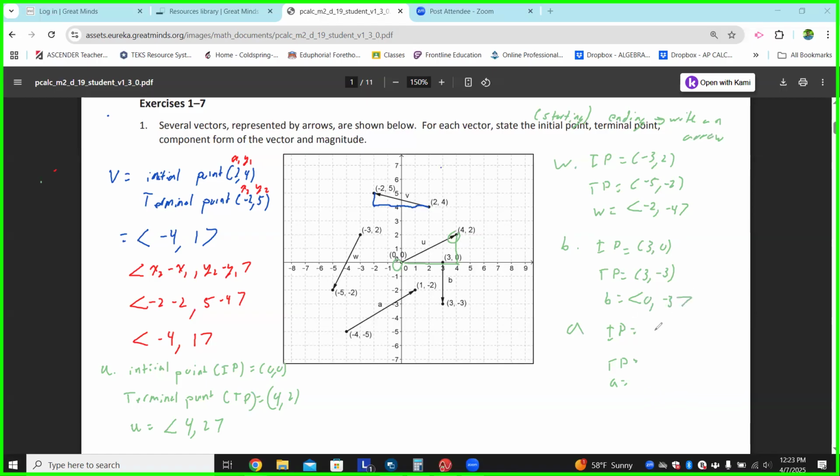All right. What's the initial point for A? Good. -4, -5. What's the terminal point for A? And therefore, what is the vector in component form? Good. 1 minus -4 gives you 1 plus 4, which is 5. -2 minus -5 gives you a plus 5, gives you a 3. Questions on any of this? Graphically or algebraically? All right, let's look at question 2 then.